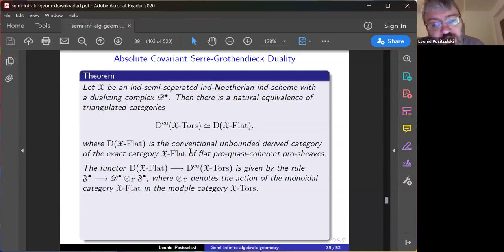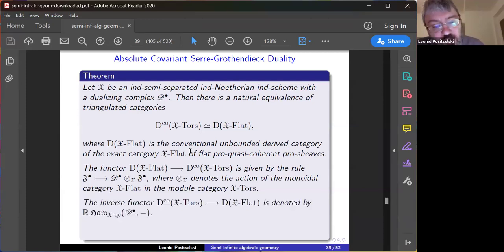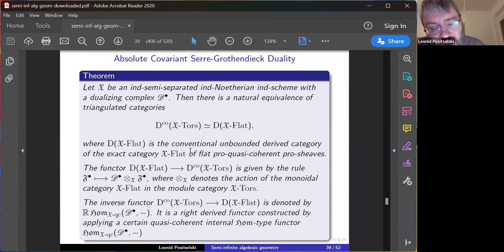Here the tensor denotes the action of the monoidal category X-flat on the module category X-tors. The inverse functor is denoted by R Hom_X^qc(D, -). It is the right derived functor constructed by applying a certain quasi-coherent internal Hom functor to complexes of injective quasi-coherent torsion sheaves. So this is an ind-Noetherian ind-scheme version of the theorem of Murfet, a generalization from Noetherian schemes, which was known, to ind-schemes, ind-Noetherian ind-schemes, which is a new setting.